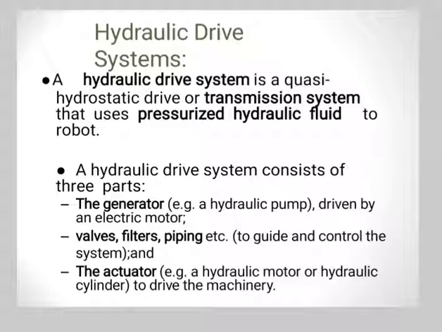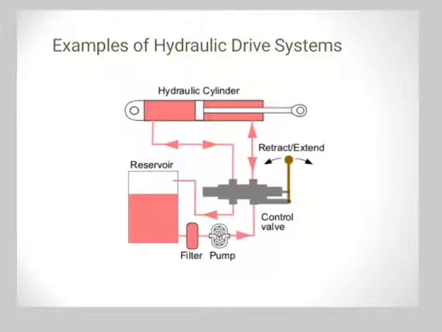Leakage of hydraulic oil is considered the major disadvantage of this drive. An example of the hydraulic drive system is the Unimate 2000 series robot. A hydraulic drive system consists of three parts: the generator, the valve, filter and piping, and the actuator. The generator, for example a hydraulic pump, is driven by an electric motor. The valve, filter and piping guide and control the system, and the actuator, that is a hydraulic motor or hydraulic cylinder, drives a machinery. Here is an example of the hydraulic drive system.